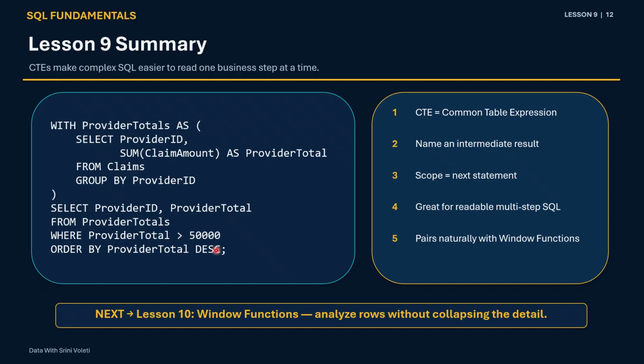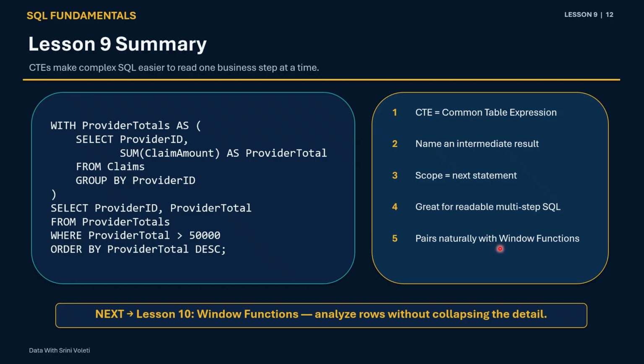Now let us summarize this lesson. Number 1, CTE stands for Common Table Expression. Number 2, a CTE gives a meaningful name to an intermediate query result. Number 3, its scope is the statement that immediately follows it. Number 4, CTEs are excellent for organizing multi-step SQL and making business logic easier to read, debug, explain, and maintain. Number 5, a CTE is not automatically faster than a subquery, and it is not the same thing as a view or a temporary table.